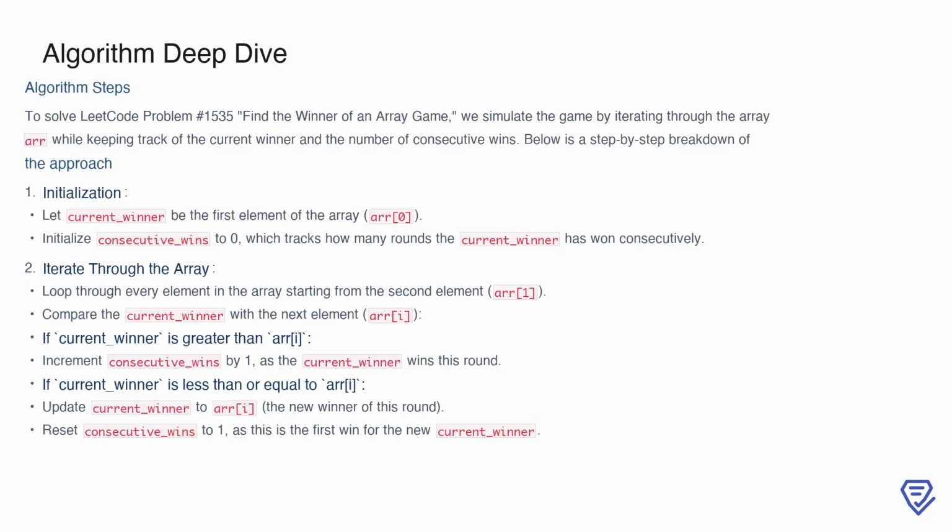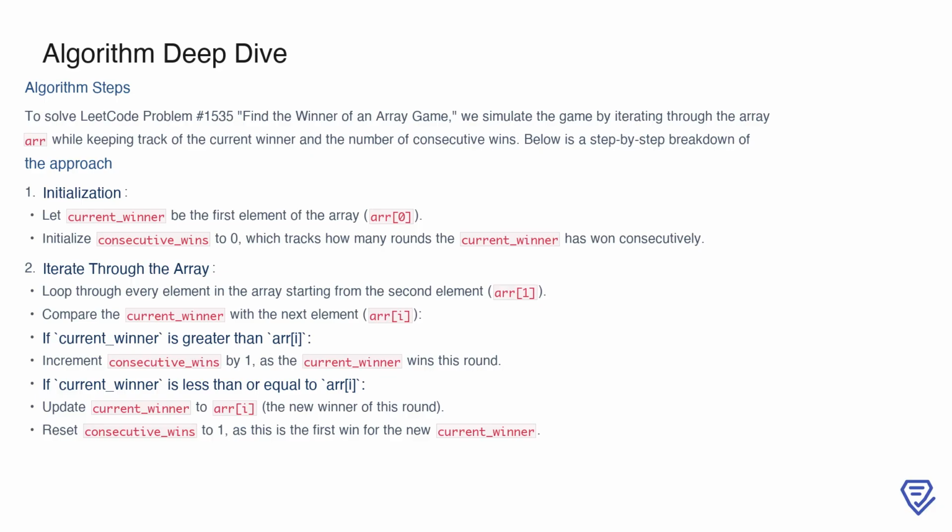To solve the problem of finding the winner in this array game, we simulate the rounds step by step. First, we initialize two key variables. The current_winner starts as the first element in the array, since no comparisons have been made yet. We also set consecutive_wins to 0, which will help us track how many rounds the current_winner has won in a row. Next, we iterate through the array starting from the second element.